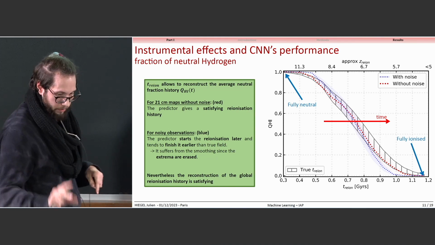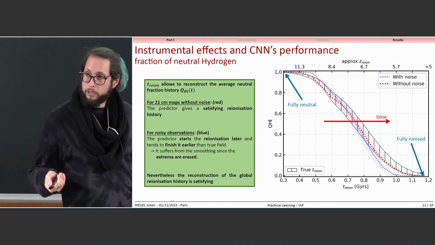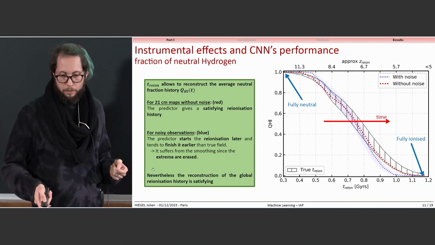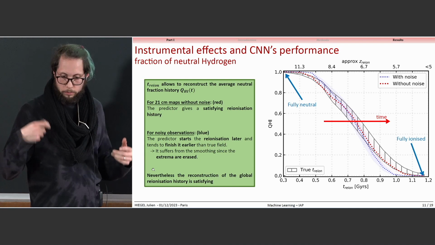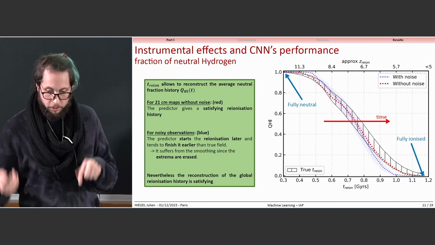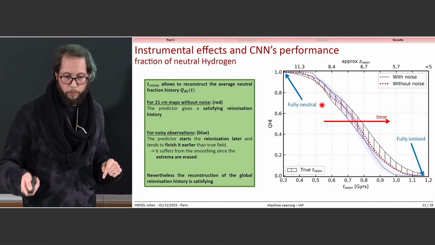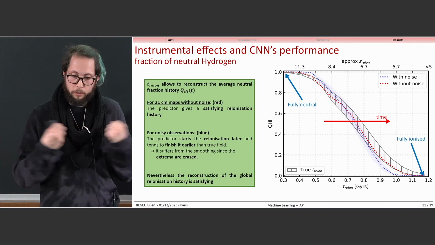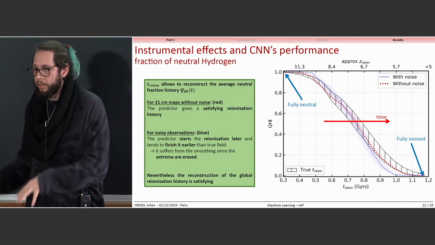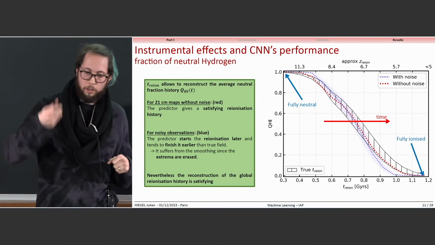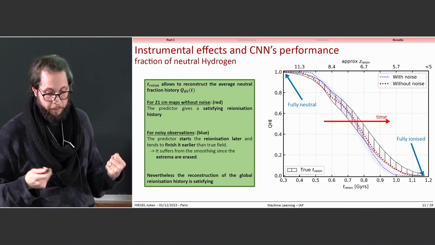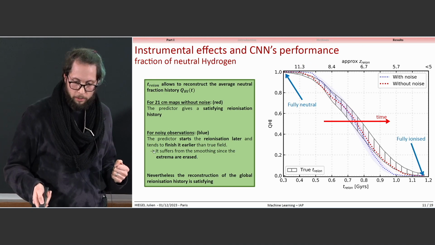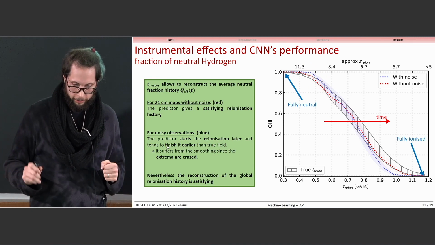And the last thing for this first part that I want to show you is the fraction of neutral hydrogen. So basically, you have the ground truth in black, and you have the prediction for the fraction of neutral hydrogen, with and without noise, in blue and red. So in red, when there is no noise, the predictor just gives a satisfying reionization history. But when you add noise to the observation, typically, the predictor will start the reionization later, and it will finish it earlier here and there. Okay.